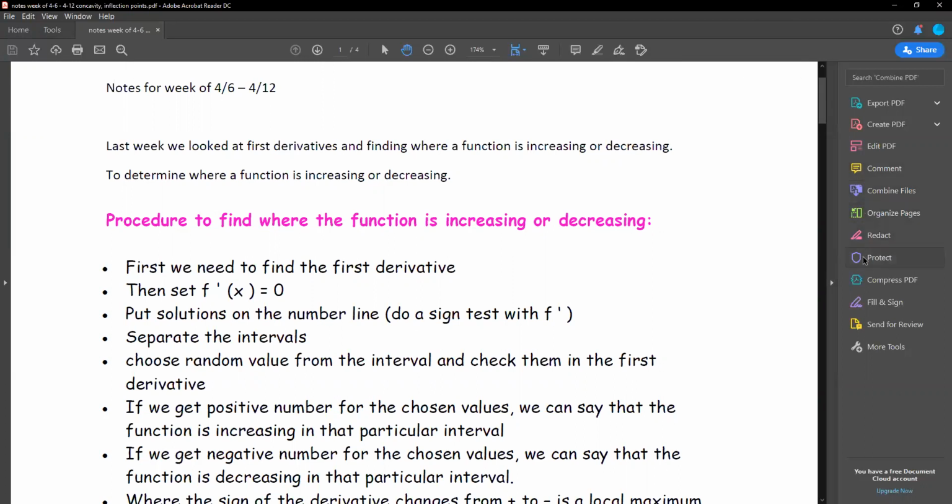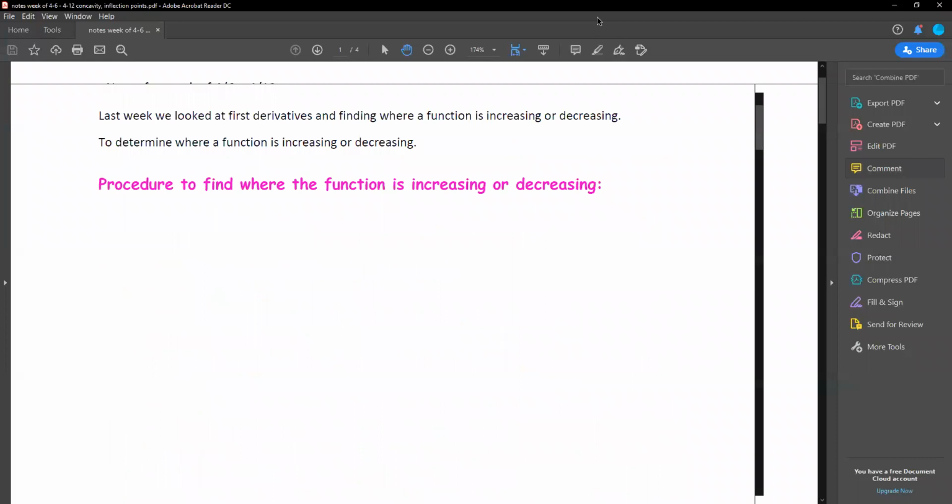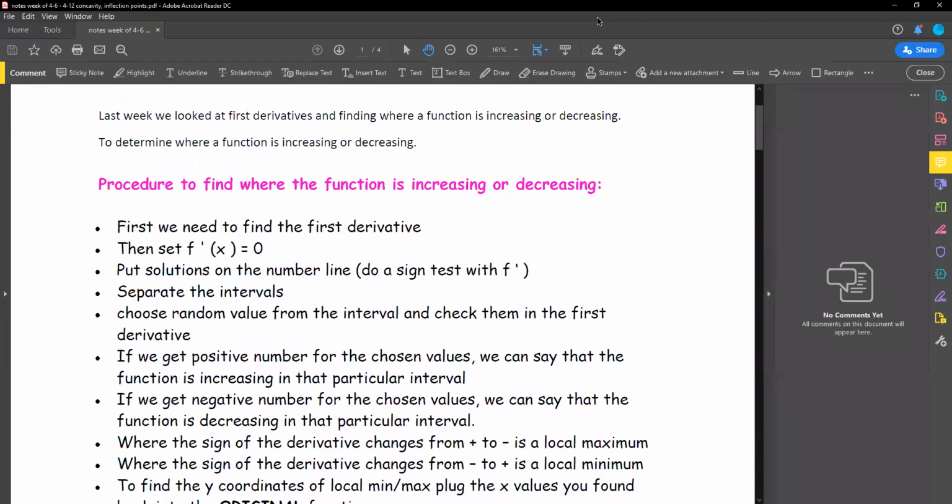Let me get a pen. Actually, I can just annotate. We'll try it this way.